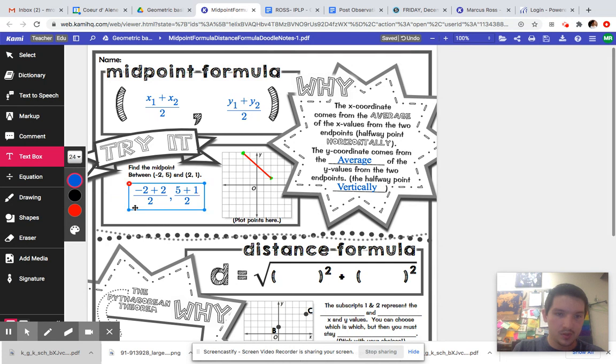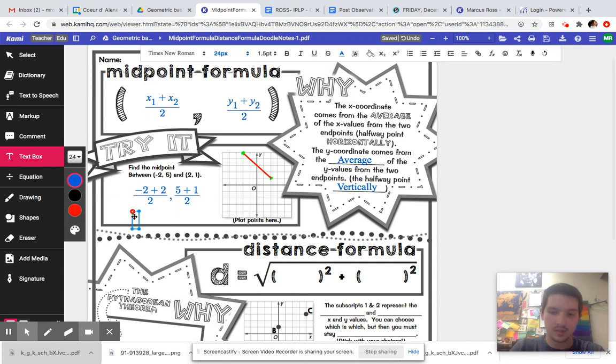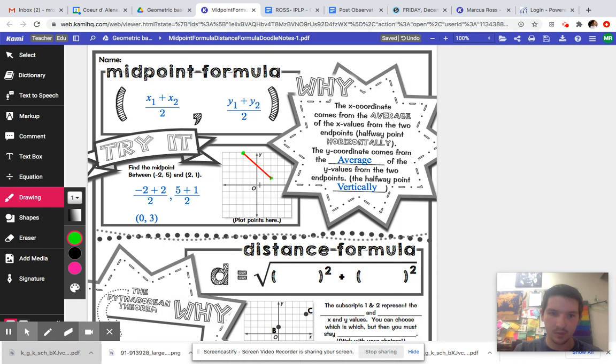If we were to solve these, -2 plus 2 is going to be 0, and 0 divided by 2 is going to give us 0. 5 plus 1 is 6, divided by 2 is going to give us 3. And we have our midpoint right there. So all you do, grab your pointer, 1, 2, 3, and I was right. Our midpoint is right there. And that's all you're doing for midpoint formula, okay?